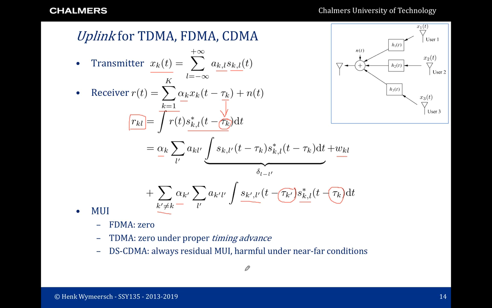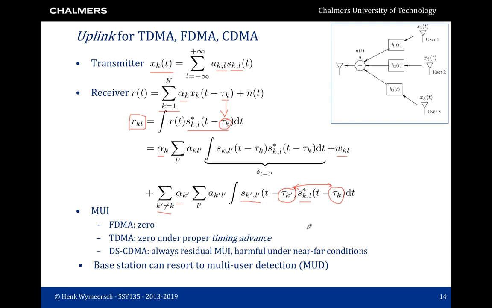Under CDMA, we will always have residual interference. So we can never get rid of this interference because of the delays that can be any value here, tau k and tau k prime. This is especially harmful under so-called near-far conditions, in which there is one user that is near to the base station and which drowns out the signals of the other users.